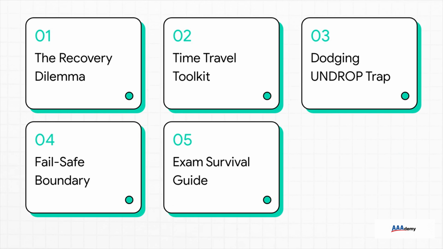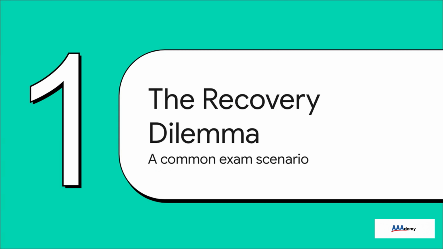So, here's our emergency response protocol for today. We'll cover 1. The data recovery dilemma, 2. The time travel toolkit, 3. Dodging the UNDROP trap, 4. The fail-safe boundary, and finally, 5. Your exam survival guide. All right, kicking things off with Section 1, the data recovery dilemma.